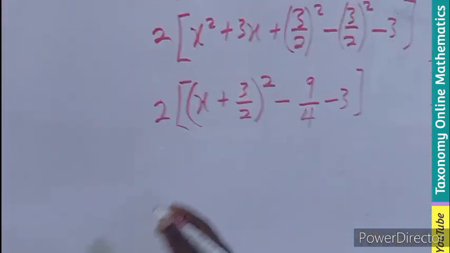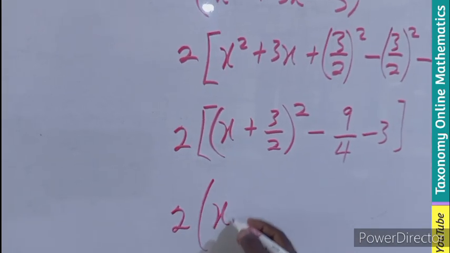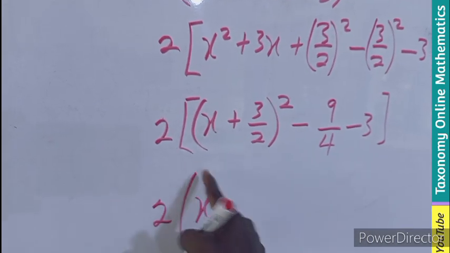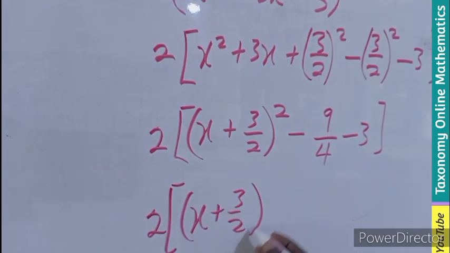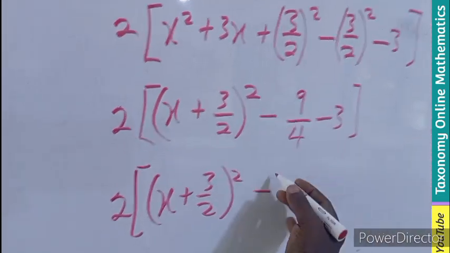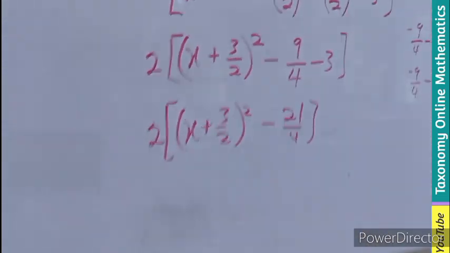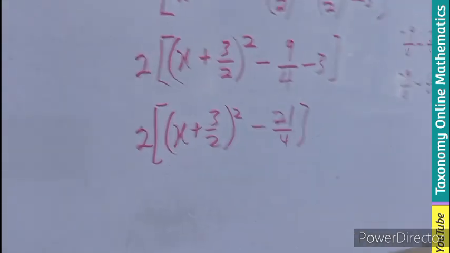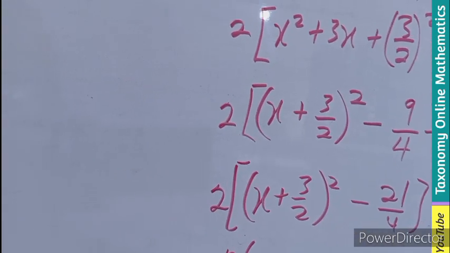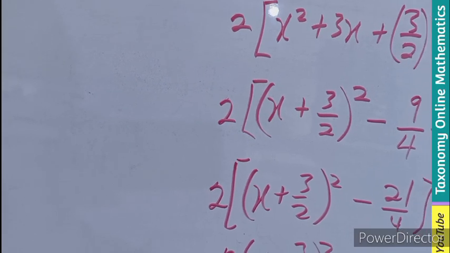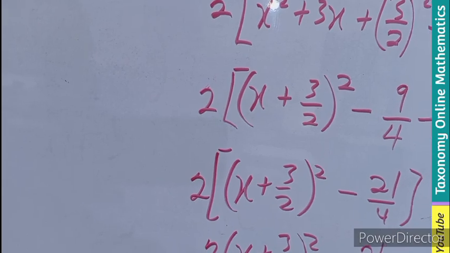So all the way, this becomes 2, let me just bring this bracket, x plus 3 on 2 all squared, minus our result there, which is 21 on 4, still multiplied by the 2. Now we can expand this. So this becomes 2 multiplying (x plus 3 on 2) all squared. When 2 multiplies here, it divides that. So 21 divided by what?